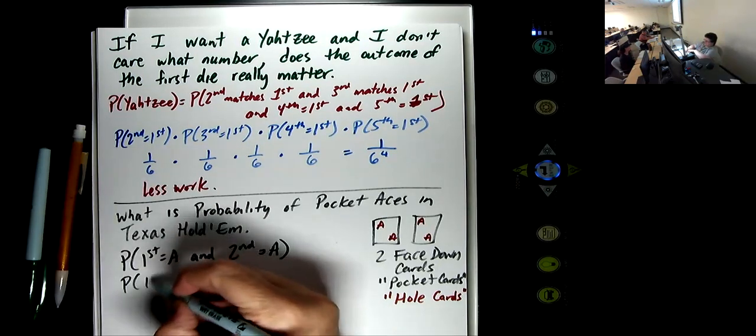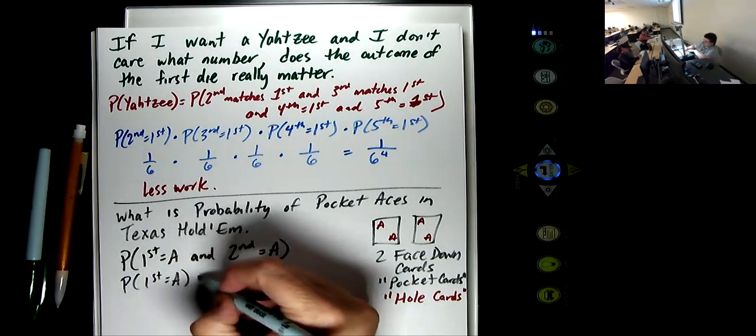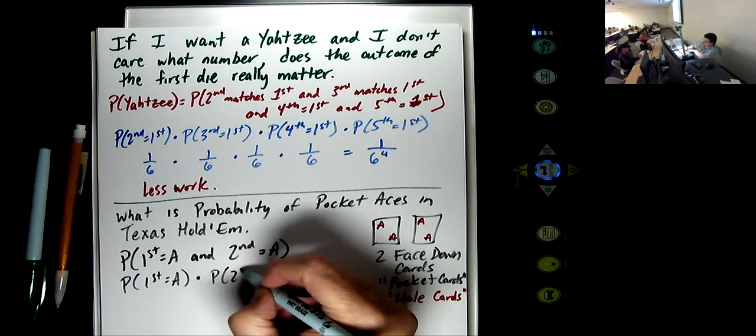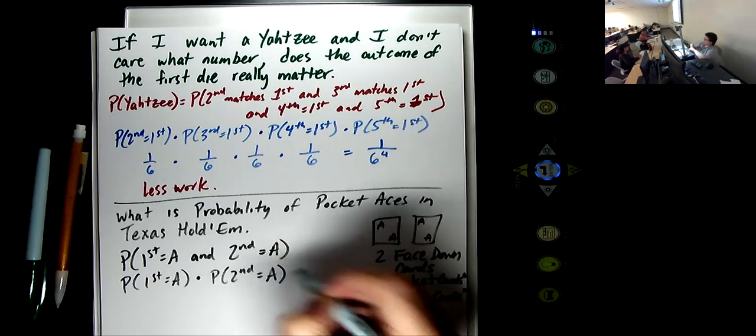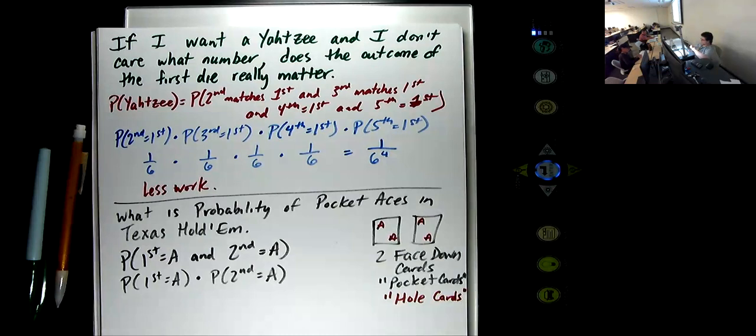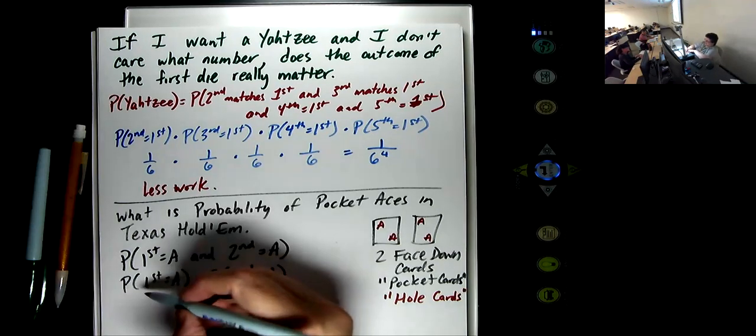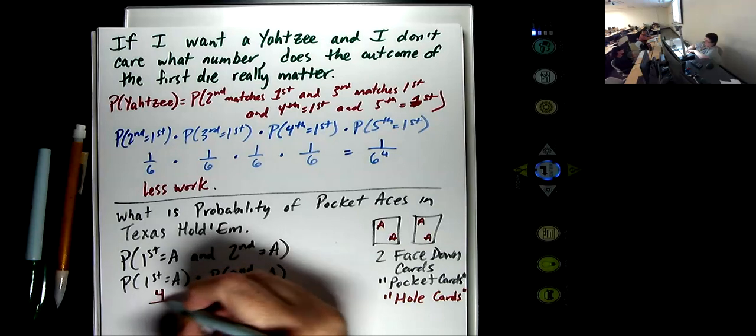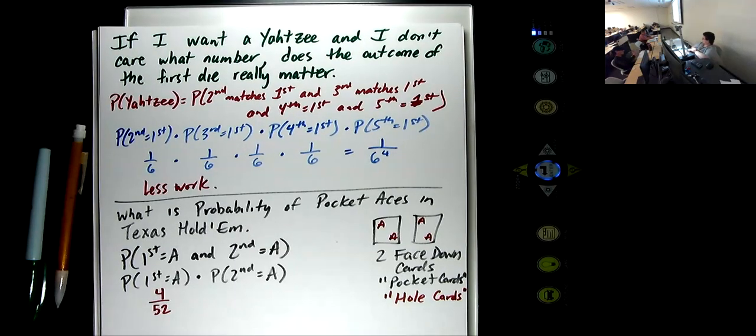And this turns into multiplication. But you have to pay attention to what's going on with the probability. In a deck of 52 cards, there are 4 aces. And when you haven't seen any other card, you have a 4 in 52 chance of getting an ace on the first card.